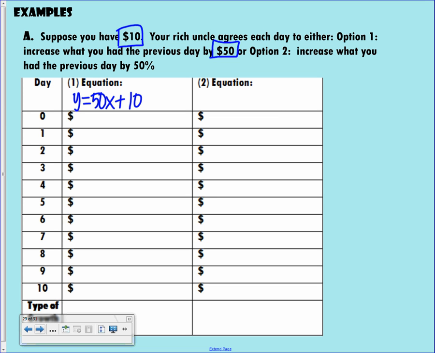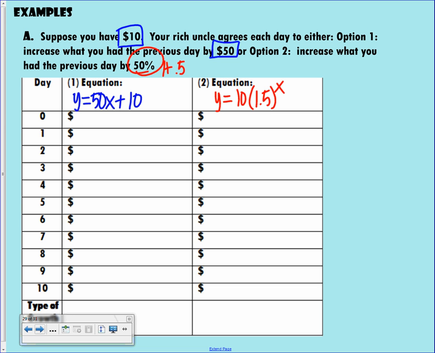My second equation is going up by 50%. Okay, so now that I see my percent, I know that's going to be my exponential. So that means I'm going to need y equals b times g to the x. Again, I'm starting with $10. Growing by 50% would mean that I need to take that, divide it by 100 to get 0.5, and then add 1. So that would give me my 1.5 to the x.